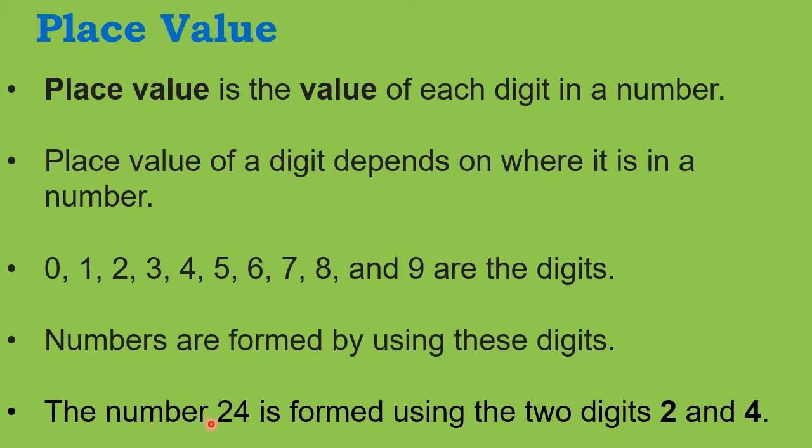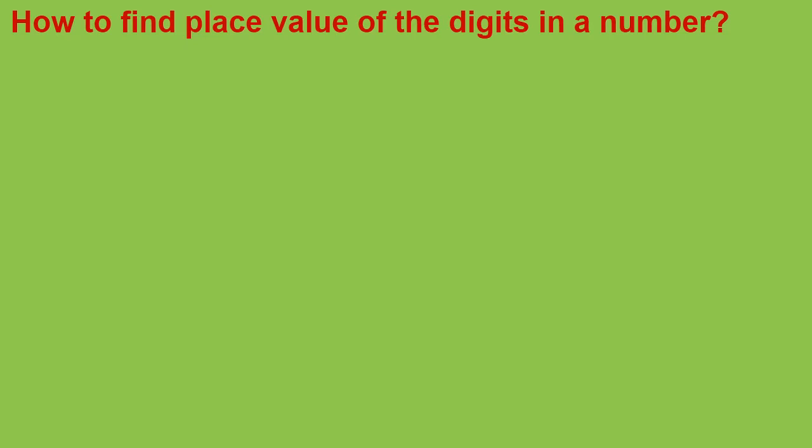The number 24 is formed using the two digits 2 and 4. So here we have an example. Now let us understand how to find place value of the digits in a number.